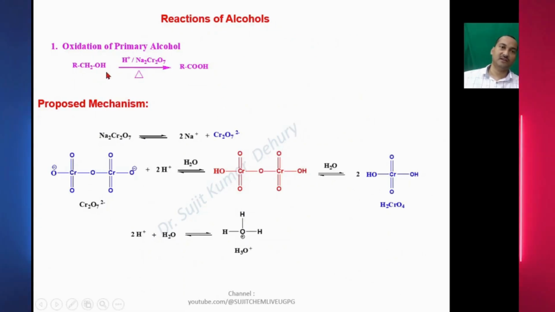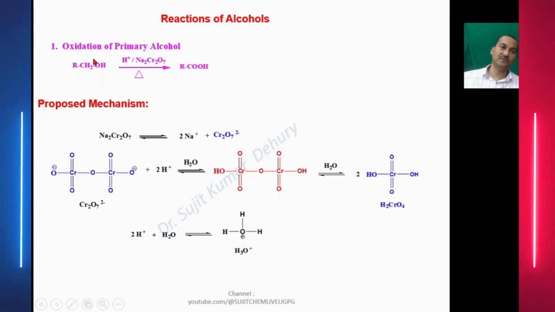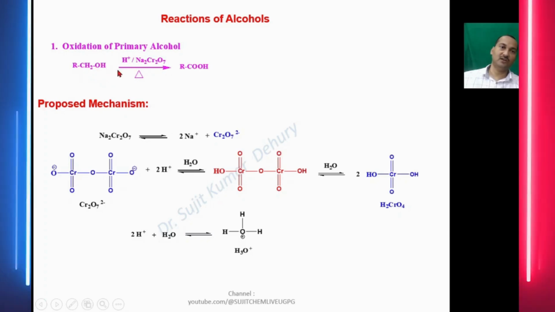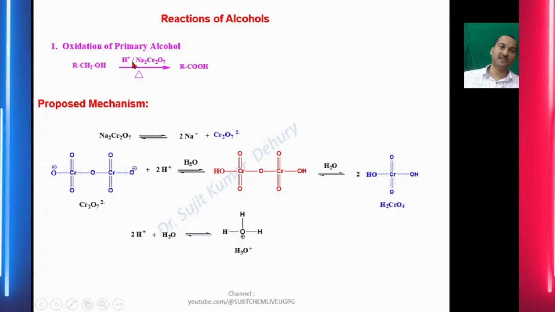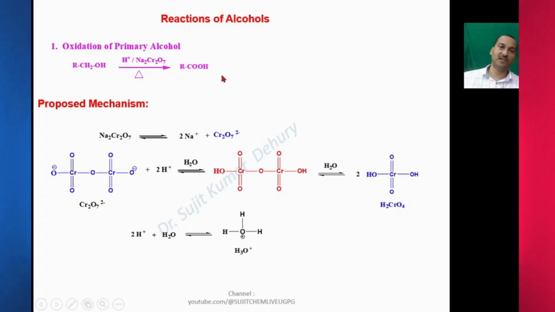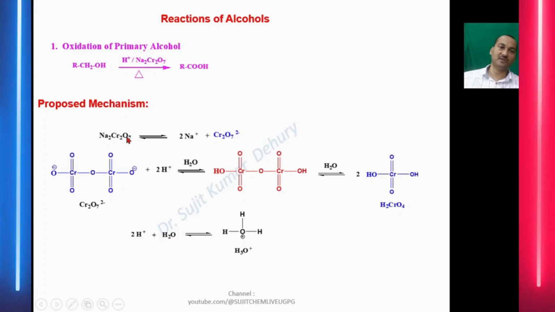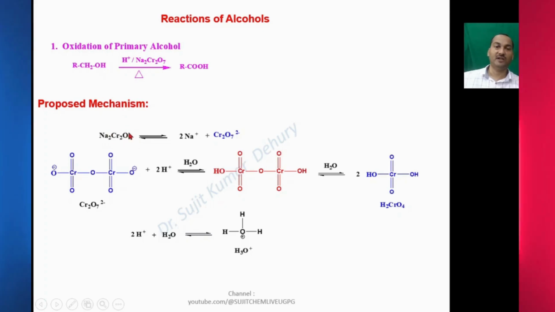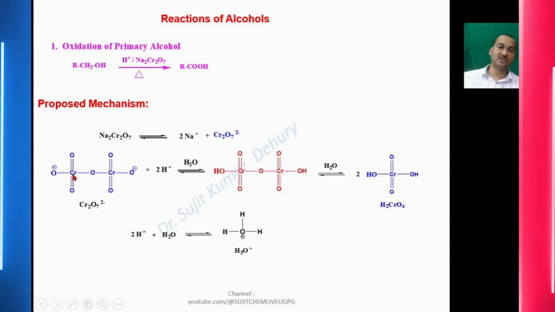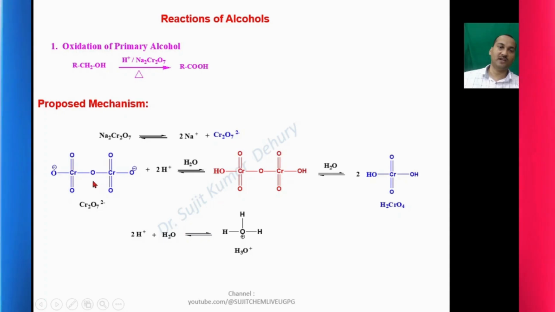The next is oxidation of alcohol. So if we take primary alcohol, it will be oxidized in presence of H+ and sodium dichromate, giving rise to carboxylic acid. So this is the formula of sodium dichromate, Na2Cr2O7, and it is an ionic compound. It simply ionizes to give rise to 2Na+ and Cr2O7 2-. And this is the structure of Cr2O7 2-.